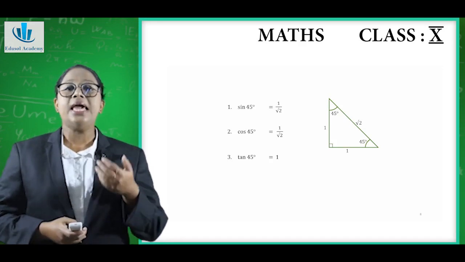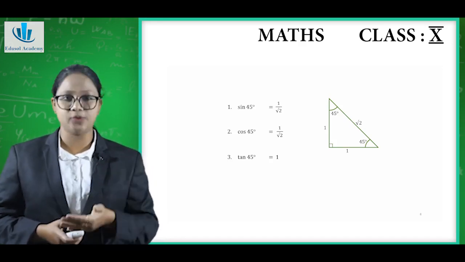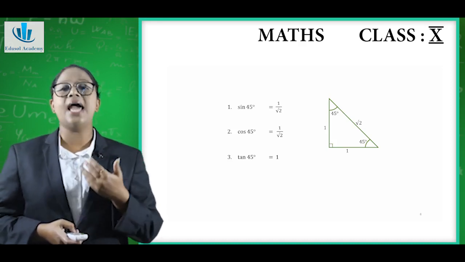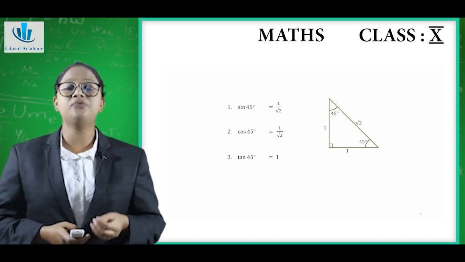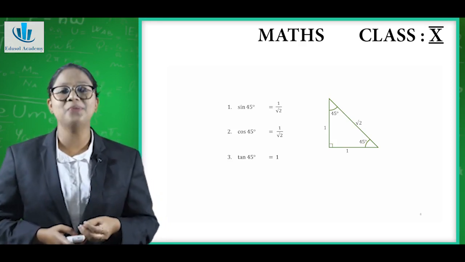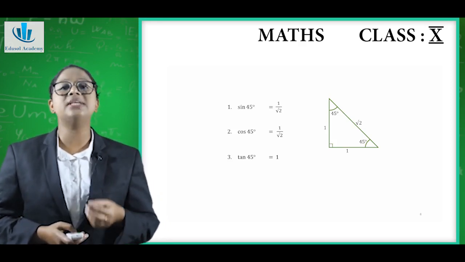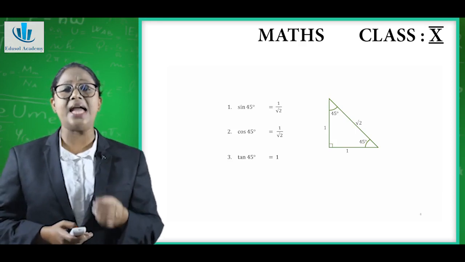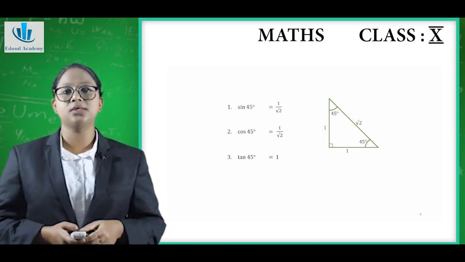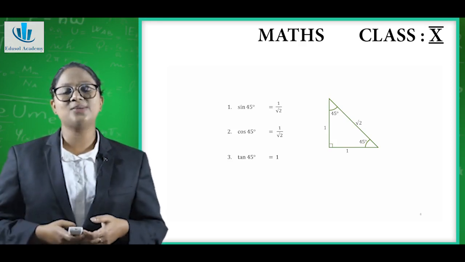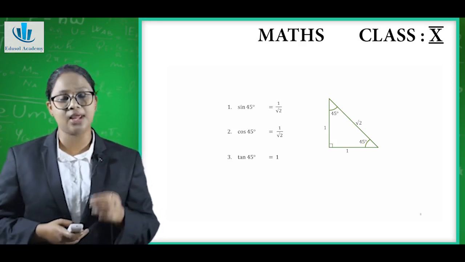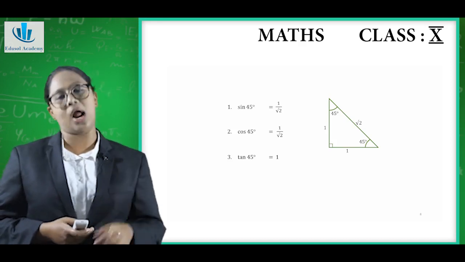Now we can take any one vertex because both are 45. So you can take any one vertex and list down the ratios for 45 degree. Sine 45 is 1 by root 2. Cos 45 is 1 by root 2. And tan 45 is 1. So that's easy to write, revise or learn, right? So sine 45 and cos 45 are equal and tan 45 is 1.